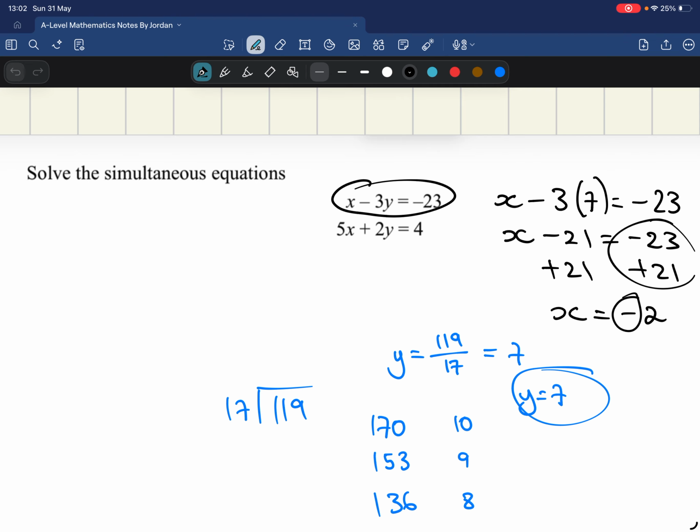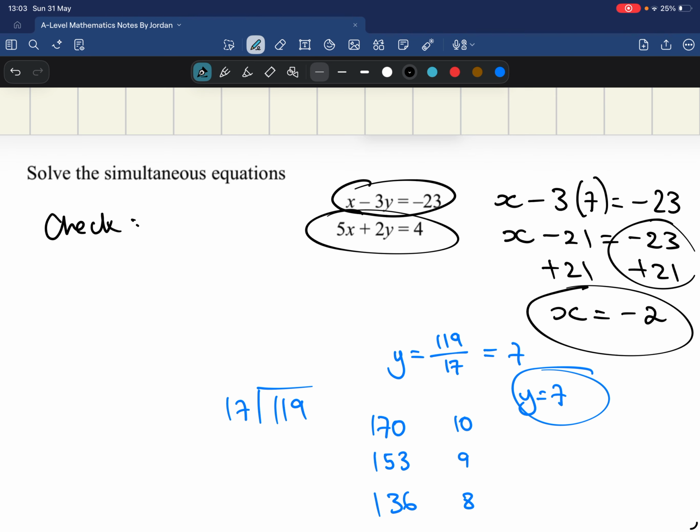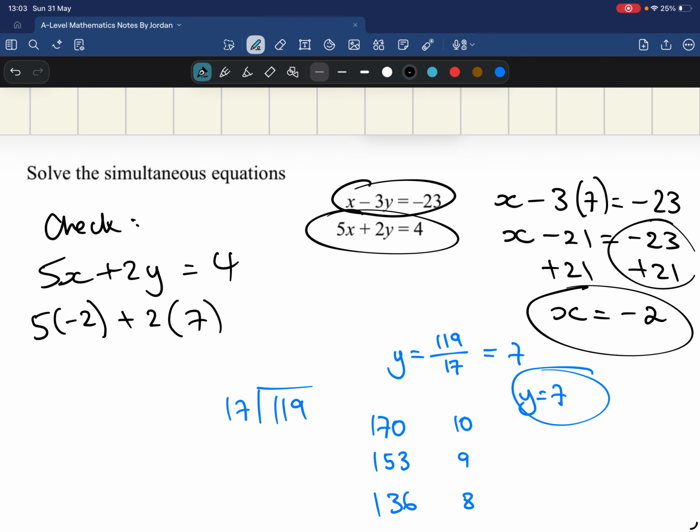The last thing I want to do is to perform a check, and I'll do that with this equation here. Hopefully we're going to get an answer of 4. So we've got 5 lots of x. Remember that x is negative 2. Plus 2 lots of y, which is 7. So 5 lots of negative 2 gives us negative 10, and then 2 multiplied by 7 is 14.